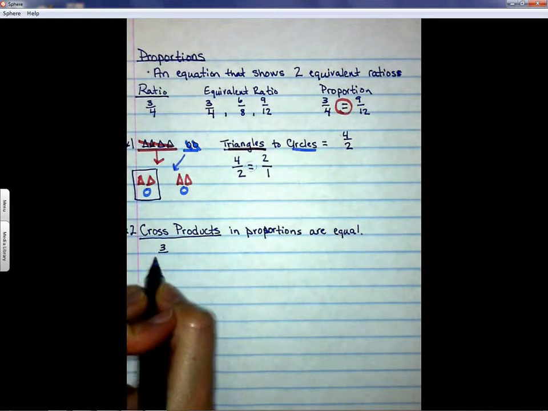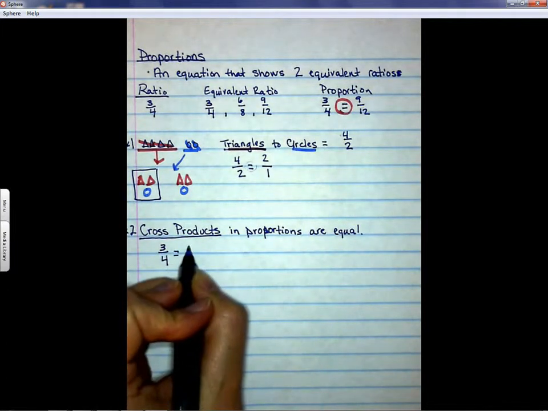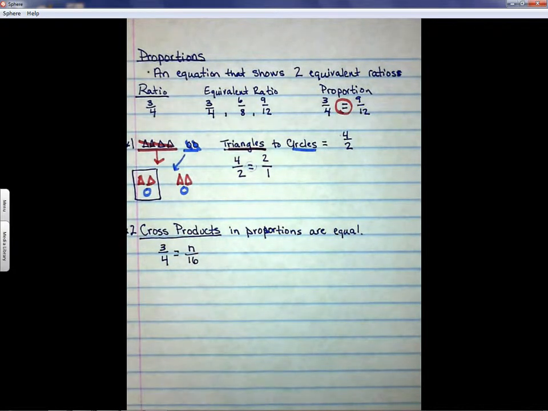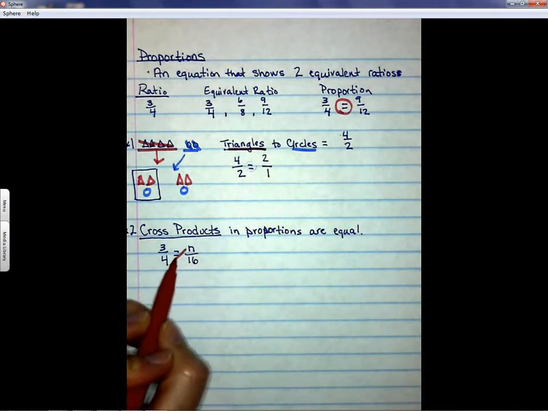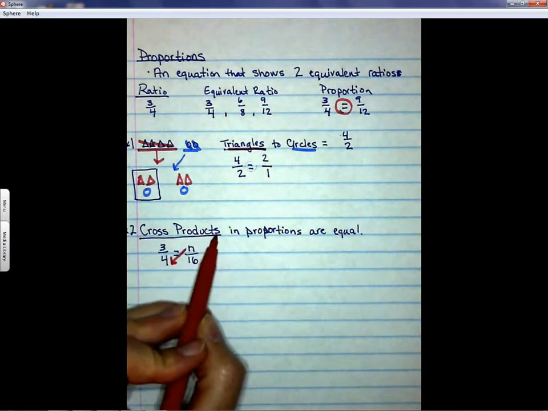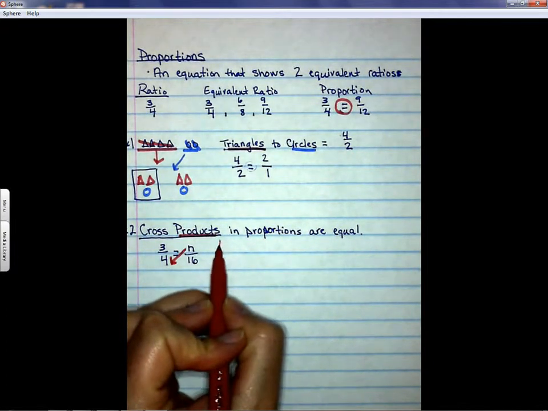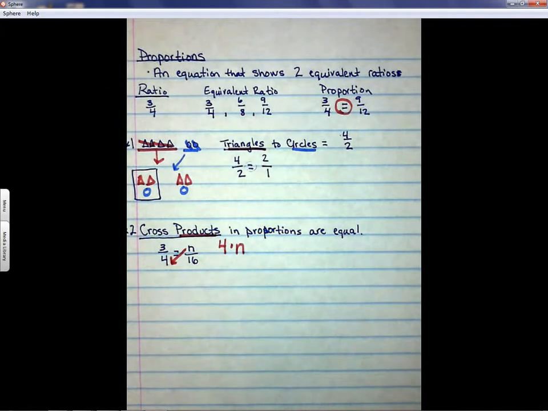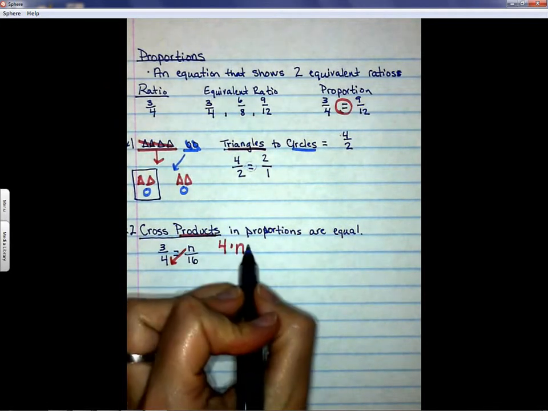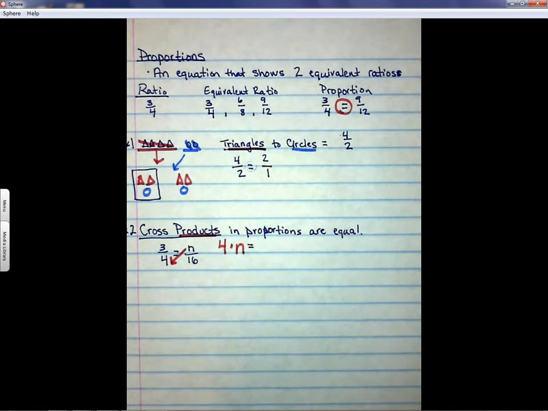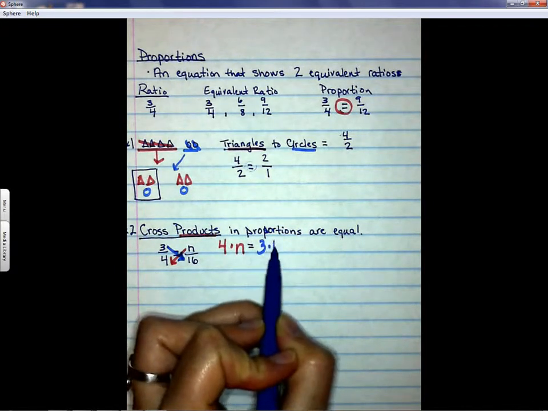I have 3 to 4 equal to n to 16. And again, whenever there's a variable, that's what we're looking to find out. So we'll use cross products. I always like to start on the side that has the variable. So we'll do 4 and n. Cross product, product meaning multiply. So we have 4 times n is equal to 3 times 16.